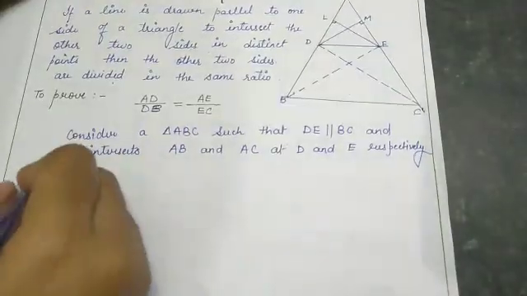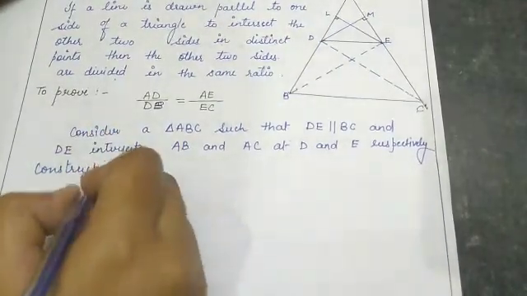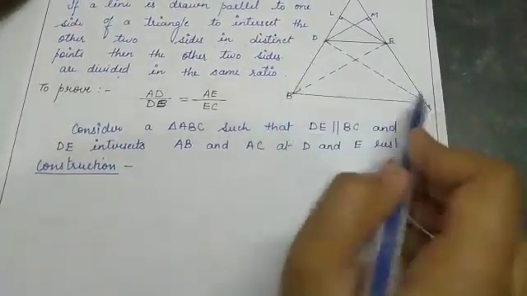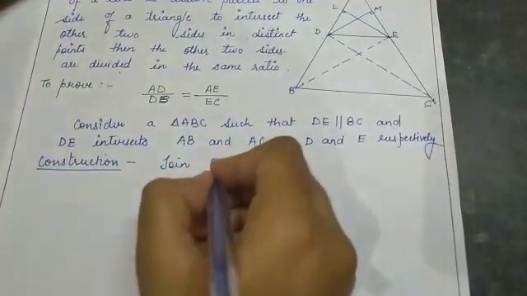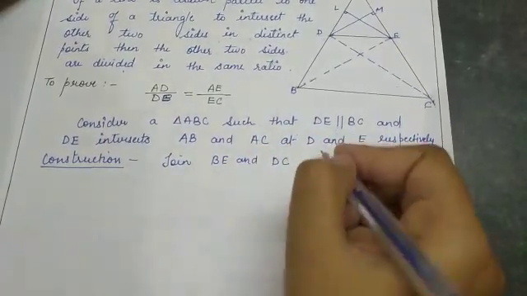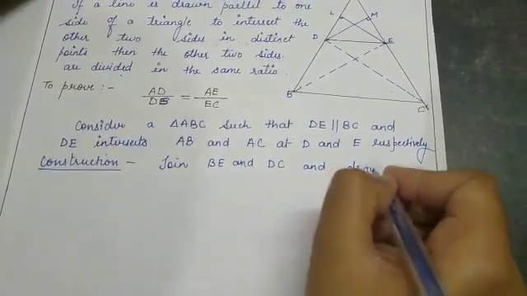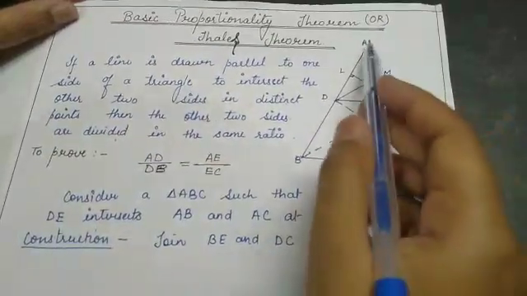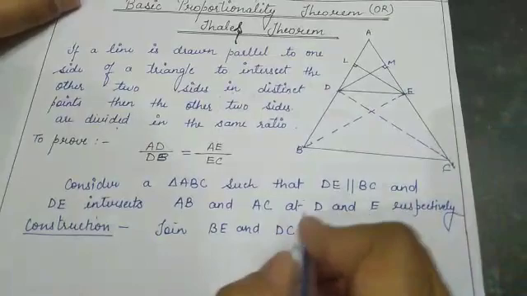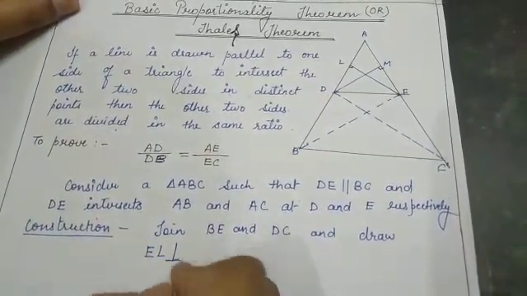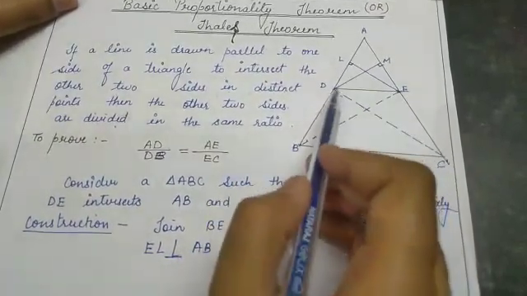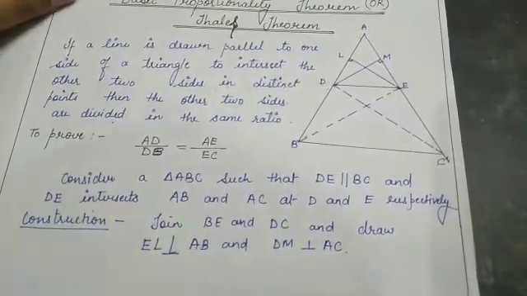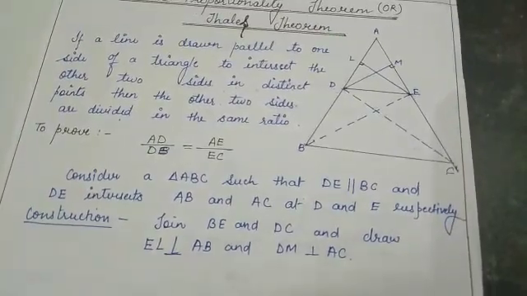So first of all, now construct a line. Construction is: join BE and DC, and draw a line which is perpendicular to AB. The line is EL. Draw EL perpendicular to AB and DM perpendicular to AC. So this is the construction. After constructing the lines, then we have to prove.